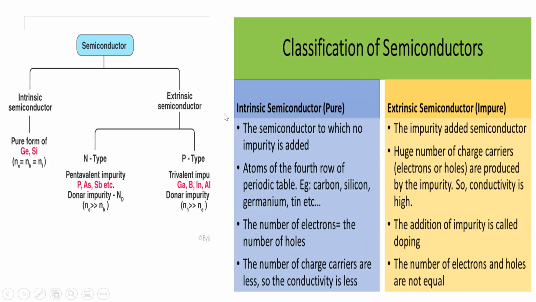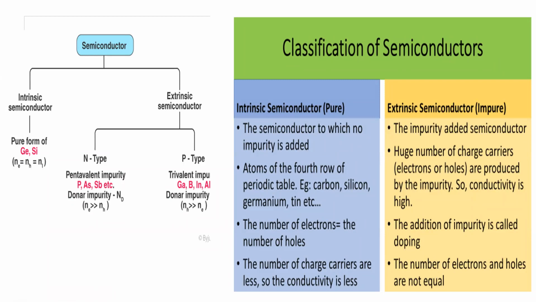Okay, now we will focus on extrinsic semiconductors. We will see further classification of extrinsic semiconductors. They are classified as N-type and P-type. When we add a pentavalent impurity, pentavalent means what? What is meant by penta? Which number does it stand for? Penta means 5. So pentavalent impurity means impurity having 5 electrons in its valence shell.